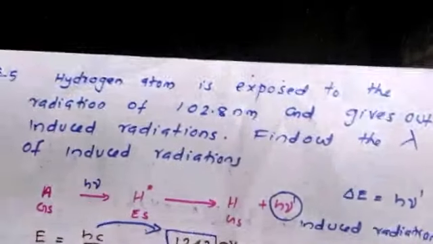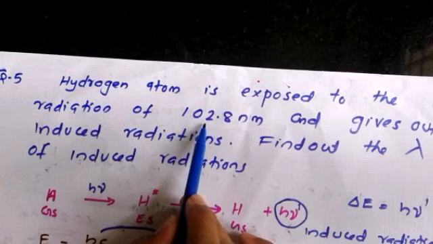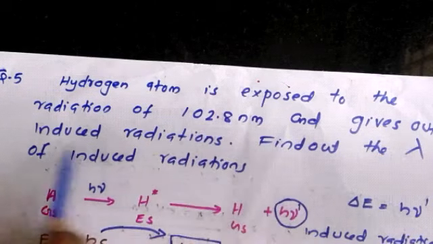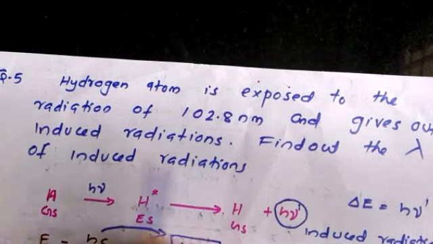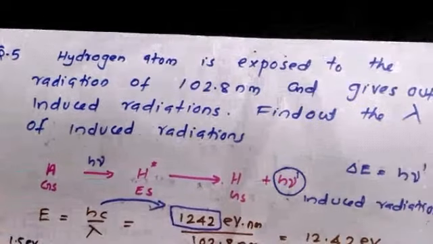Therefore, the question is: a hydrogen atom is exposed to a radiation of 102.8 nanometer and gives out induced radiations. Find out the wavelength of the induced radiations. Therefore, these are the possible induced radiations.